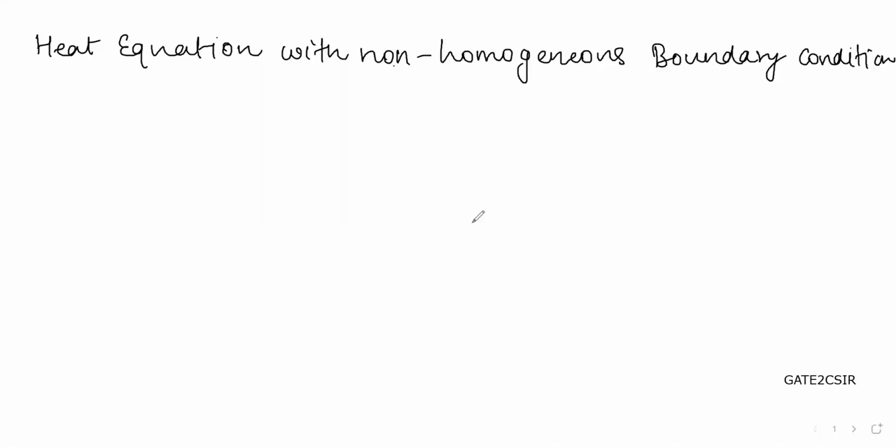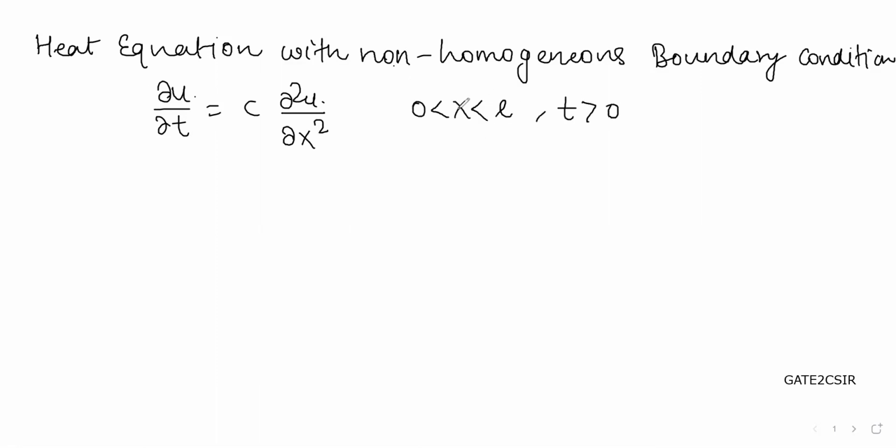Welcome to this session. In this session, we will discuss the heat equation with non-homogeneous boundary conditions. What do I mean by that? As you are already familiar with the equation, del u over del t equals c squared del 2 u over del x squared, for 0 less than x less than L, and t has to be greater than 0.